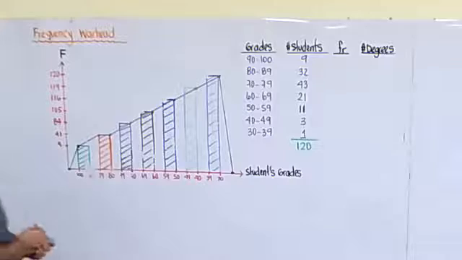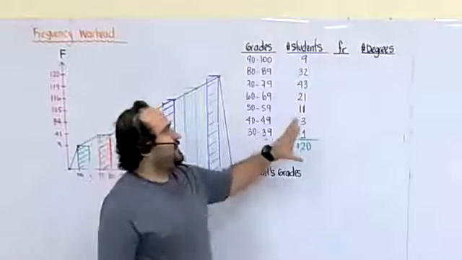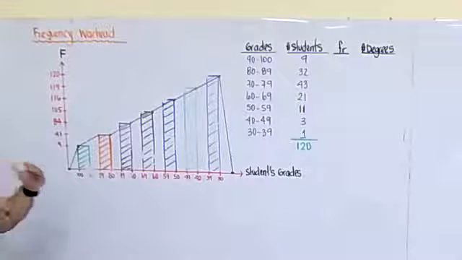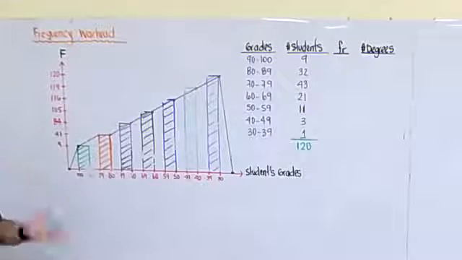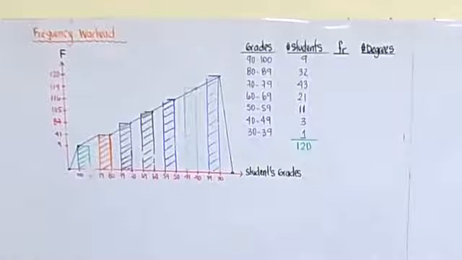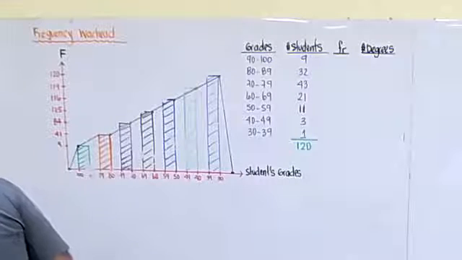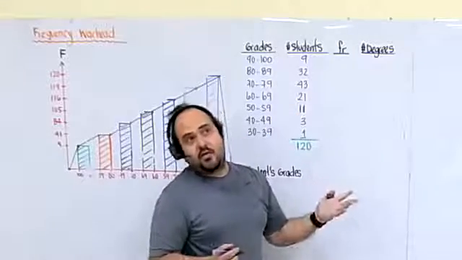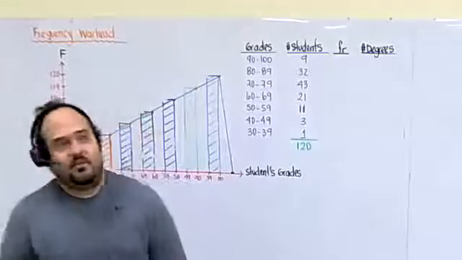If you really want to know the percentage of these students, the only thing that we have to do is divide every number by the total quantity of students. No more, no less than that. I'll give you an example. In the first one, we have 9 students. 9 divided by 120, the result will be 0.075.